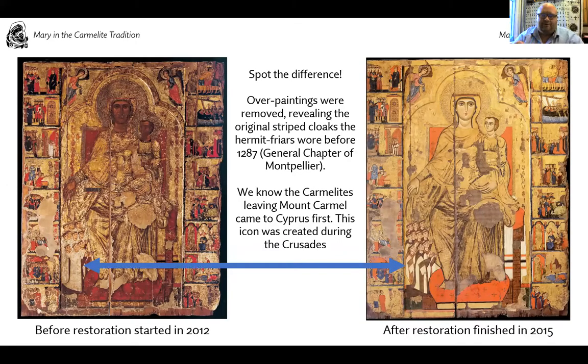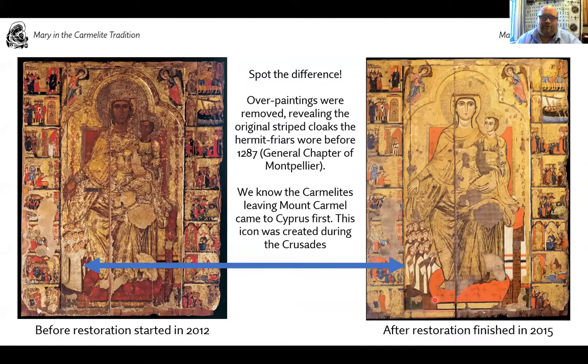So when the art historians stripped away paint that had been put on top of the original icon, because that tends to be what happens when there's a change in fashion or a bit of paint peels off, someone comes along and puts a bit more paint on top. But they wanted to get back to the original, the very earliest version of it. So they took off the paint that had been put on top of the original icon. And they discovered that the Carmelites depicted didn't have white cloaks. They had these brown and white striped cloaks.